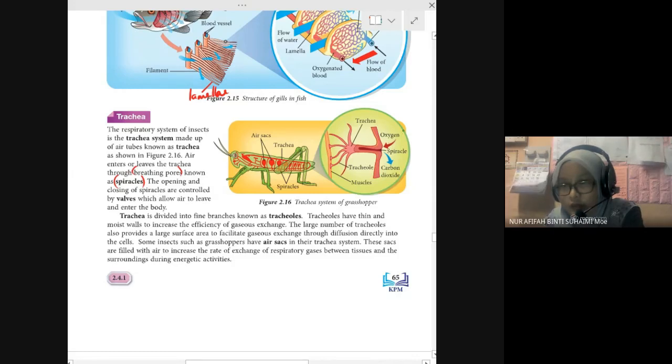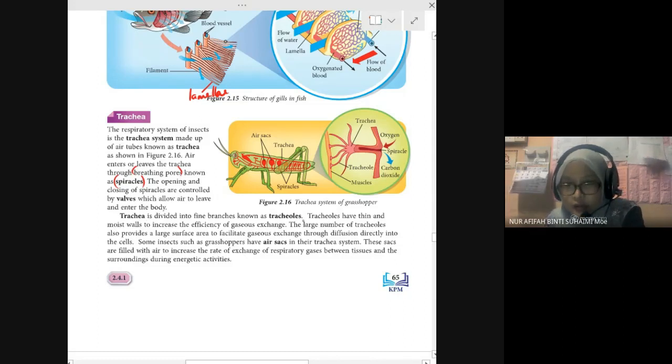To allow oxygen to enter the spiracle and allow carbon dioxide to be removed. So from the spiracle, there are valves that control the movement of gases into the trachea. Okay, then what happened? The trachea is divided into fine branches known as tracheoles. Okay, tracheoles. From trachea, tracheoles.